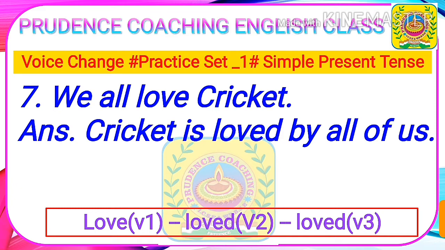Next we need to write by, and we will write all, which is the subject, and of us. As we all know, the objective form of we is us. So our final statement in the passive voice will be cricket is loved by all of us. So let's move to the next one.